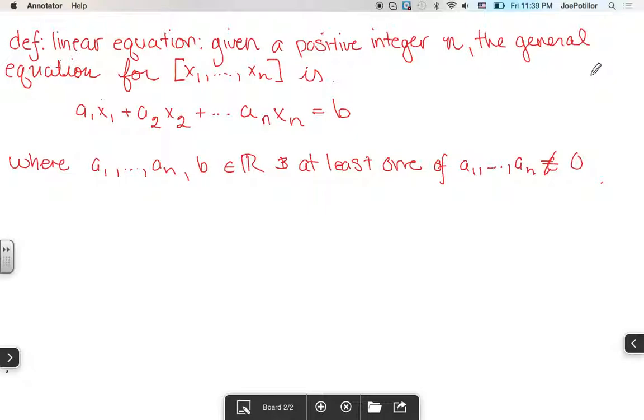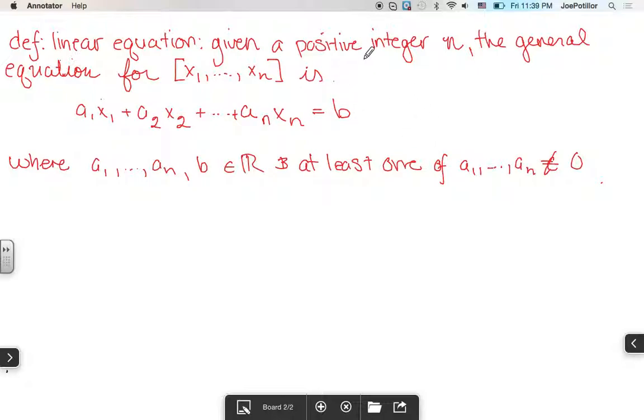So I will read that fancy definition and then I will translate it for you. Definition of linear equation: given any positive integer n, the general equation in x sub 1 all the way to x sub n is a sub 1 x sub 1 plus a sub 2 x sub 2 plus dot dot dot all the way to a sub n x sub n is equal to b, where a sub 1 through a sub n and b are all elements of real numbers, and at least one of a sub 1 through a sub n is not equal to 0.